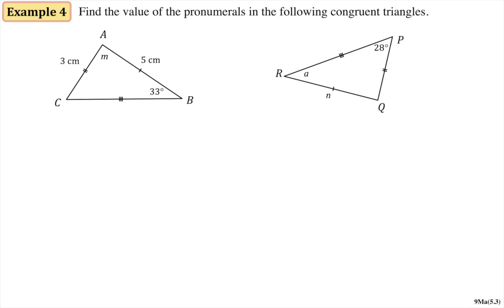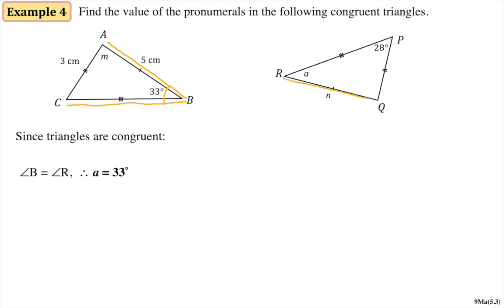So if I was to go and look at this particular question here, I know because the triangles are congruent, the angle at B is equal to the angle at R. Now how did I know that? Well, let's just have a look at this. The angle at B is created by the side with 1 dash and the side with 3 dashes meeting there. So the angle at B and the angle at R match with each other. And if they match with each other, that means 33 degrees and A are the same, so A equals 33 degrees.